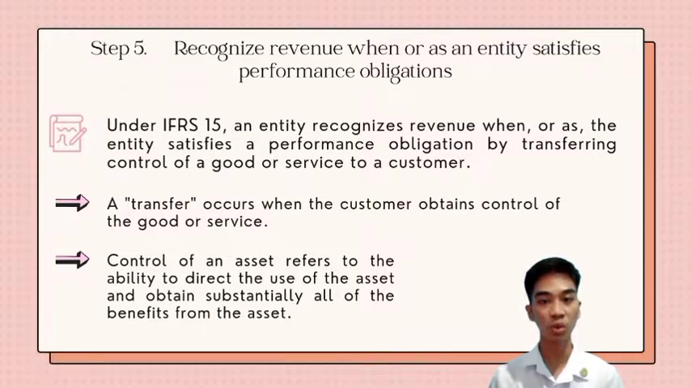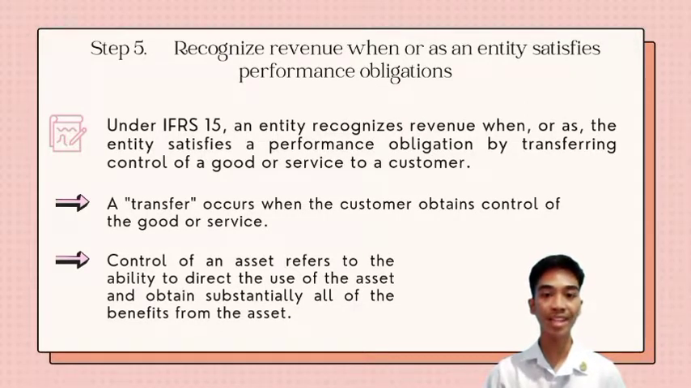But what is control? And when can we say that the customer obtained the control over an asset? Control of an asset refers to the ability to direct the use of the asset and obtain substantially all of the benefits from the asset. And a customer obtains control of an asset, either a good or service, when it can direct the use and obtain substantially all the remaining benefits from it. Control includes the ability to prevent other entities from directing the use of and obtaining the benefits from an asset.